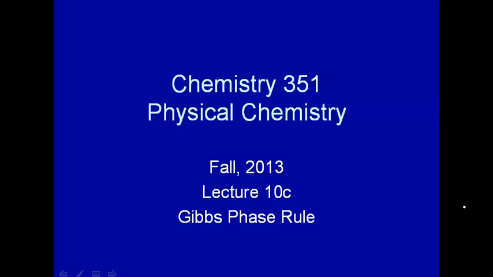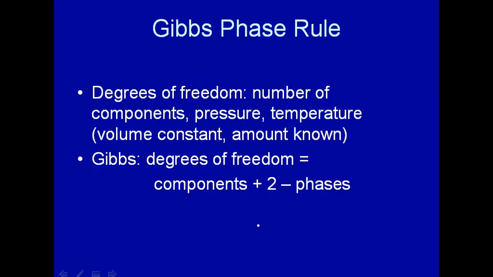We're going to end this lecture, Lecture 10, by saying a few words about the Gibbs phase rule. All right, here is the Gibbs phase rule. It says that the degrees of freedom in a system is equal to the number of components in the system plus 2 minus the number of phases in the system.